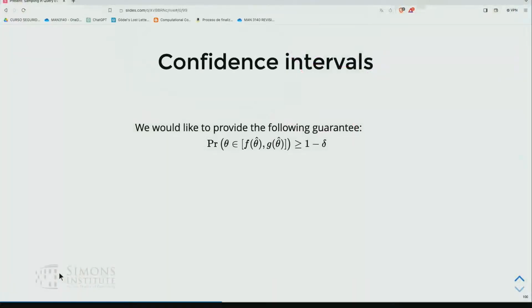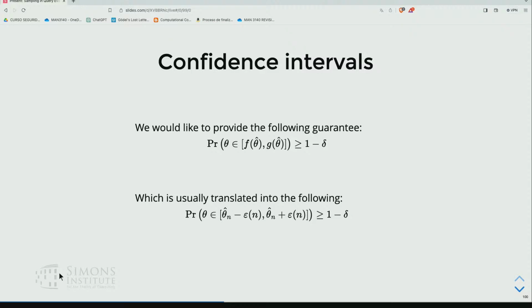In general, what we want to provide is something like this. We would like to say that the probability that theta is in this interval, which depends on the value of the estimator, with two functions f and g, is greater than 1 minus delta. I write it like this because usually delta is a small quantity, and I want this probability to be large. In general, you want the probability that theta is in the interval given by your estimation minus or plus some epsilon that depends on n to be greater than or equal to 1 minus delta. This is usually what you want.